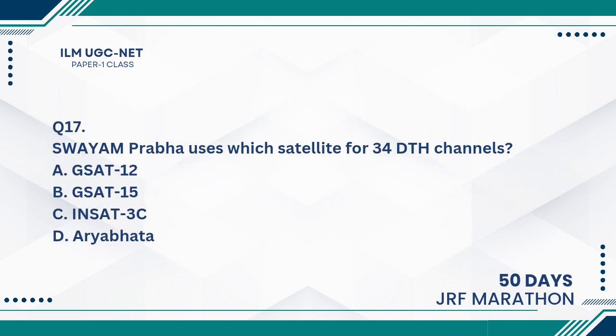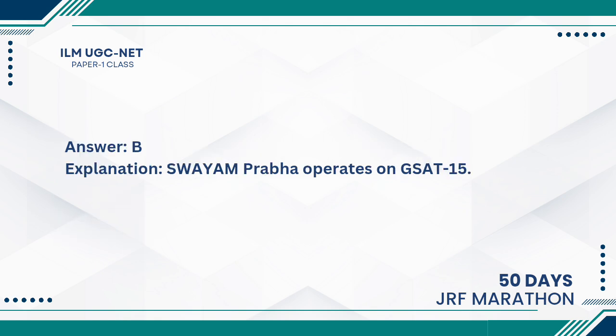Next, question number 17. Swayam Prabha uses which satellite for 34 DTH channels? GSAT 12, GSAT 15, INSAT 3C, Aryabhatta. So Swayam Prabha operates on GSAT 15. So that will be option B.